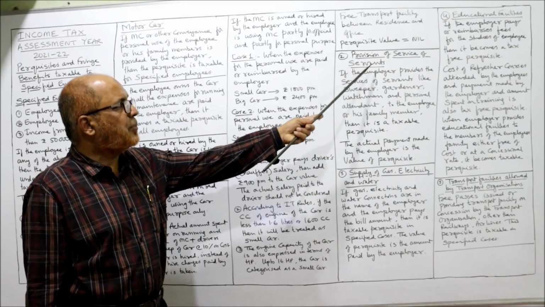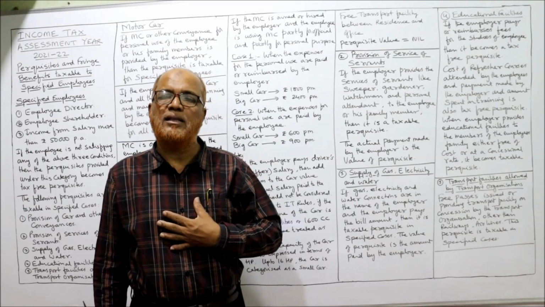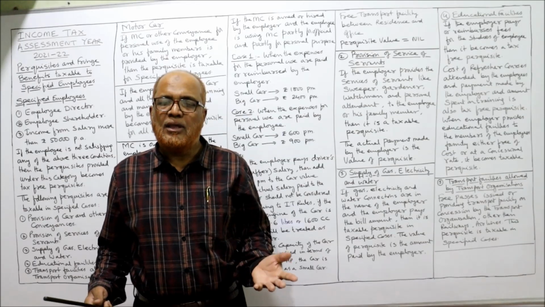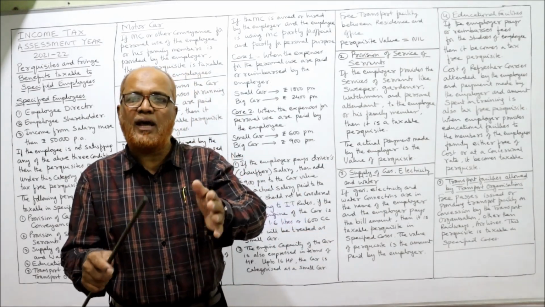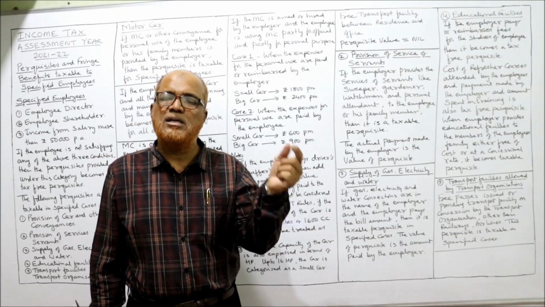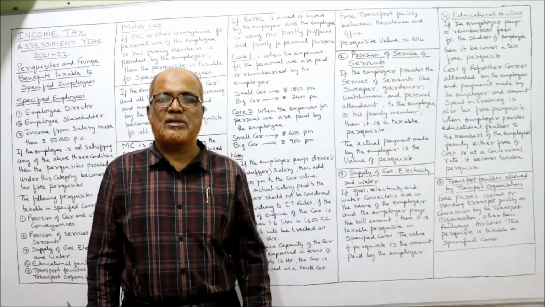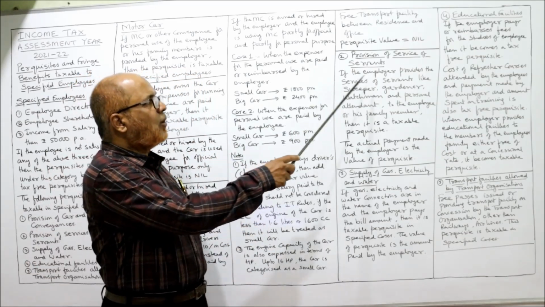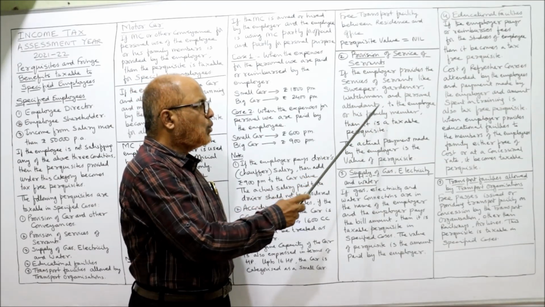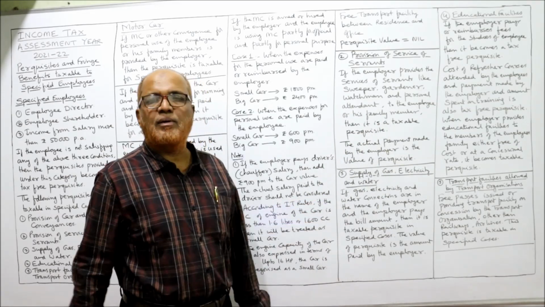Now, second perquisite, provision of service of servant. Just now I told you, sometimes employer will provide the service of servants to the employees. Employee is not paying. The servants are provided by the employer and payment is also made by the employer. In that case, whatever payment made by the employer is the perquisite value in the hands of employee, for only specified employees, not for everybody. If the employer provides the service of servants like sweeper, gardener, watchman and personal attendant to the employee or his family member, then it is a taxable perquisite. The actual payment made by the employer is the value of the perquisite.